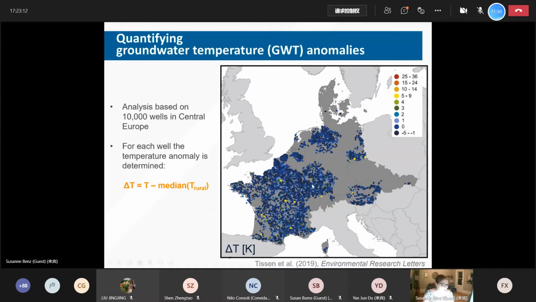What you're seeing here are about 10,000 wells in all of Central Europe. These are all shallow wells, so less than 60 meters deep. And for each of them, we measured not just groundwater temperature, but we again measured this delta T, so the difference between temperatures at that place minus a rural background temperature, to again figure out how much warmer or colder that place is compared to its rural background.